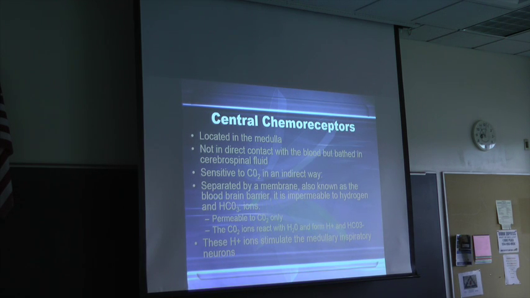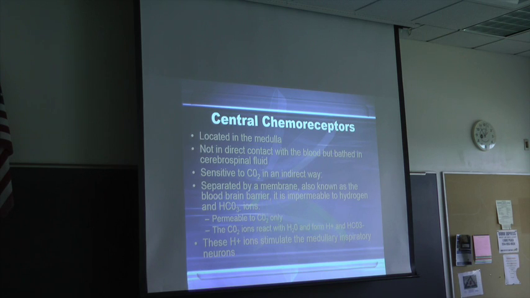All right, this talks about central chemoreceptors, and central means inside the central nervous system. So if you want to draw a little arrow from the word central, and write central, meaning central nervous system. So inside the brainstem. Central chemoreceptors are located in the medulla. They're not in direct contact with the blood, but bathed in cerebrospinal fluid. They are sensitive to carbon dioxide, but in an indirect way. There's a membrane that separates the medulla from the blood, called the blood-brain barrier. It is impermeable to hydrogen and bicarbonate ions.